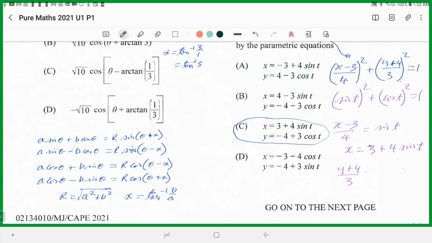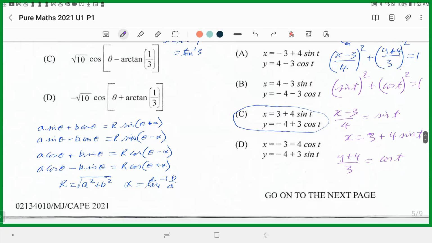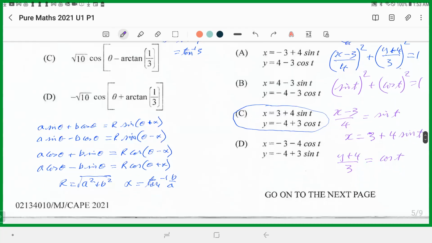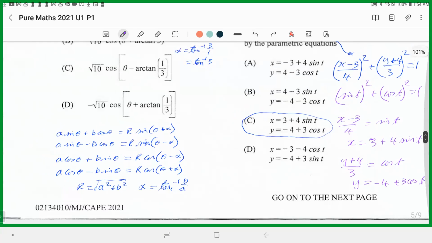So this now will be equal to cos t. This one, plus this, and this will be equal. So I'm gonna make y the subject of this one now. So I'm gonna multiply up the 3. So I'm gonna get y equals 3 times that and then minus the 4. So it's gonna be minus 4 plus 3 cos of t. So you see, same thing. That is the answer right there. Good.